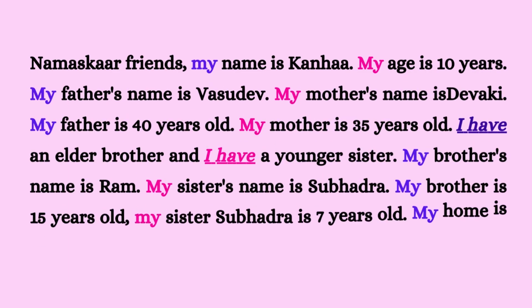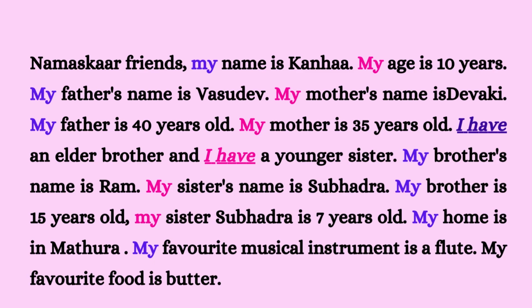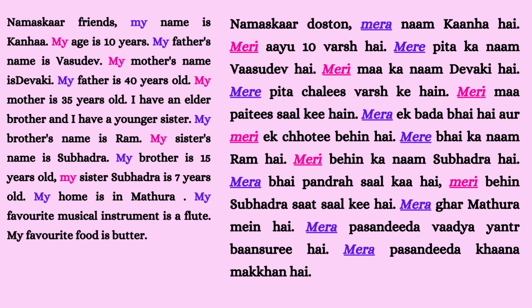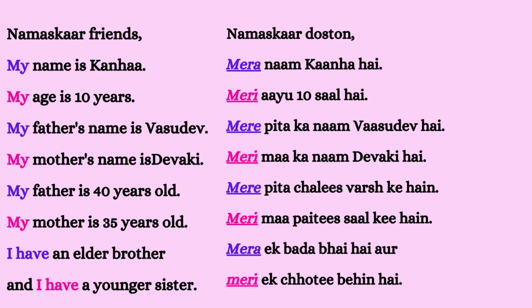Now friends, let's try to figure out which my or I have will be masculine and which my or I have will be feminine. Yes friends, all the words which refer to a feminine word or a feminine relation will be feminine, so we will color them in pink. And all the words which refer to masculine words or masculine relations will be a masculine my, and that would be in blue. Now friends, let's replace this my with mera or meri depending upon the gender of the word that they are referring to.